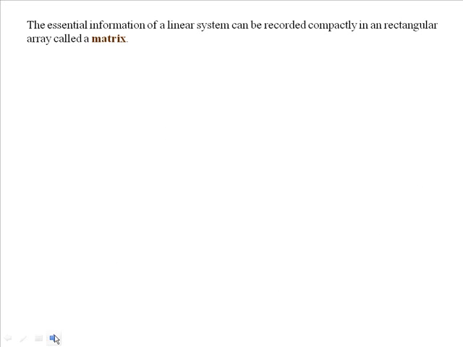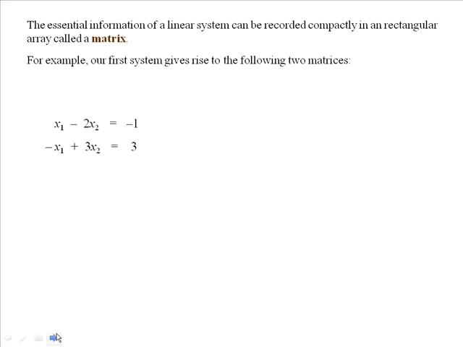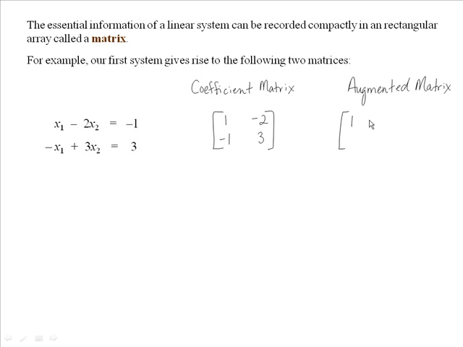The essential information of a linear system can be recorded compactly in a rectangular array called a matrix. For example, the first system gives rise to the following two matrices. First, we can look at just the coefficient matrix, where we simply list the coefficients of x1 and x2 in both equations. Or we could use what we call the augmented matrix. In this case, we list the coefficients and also what the equation was equal to.